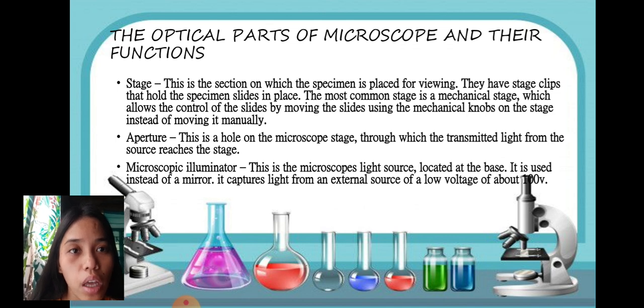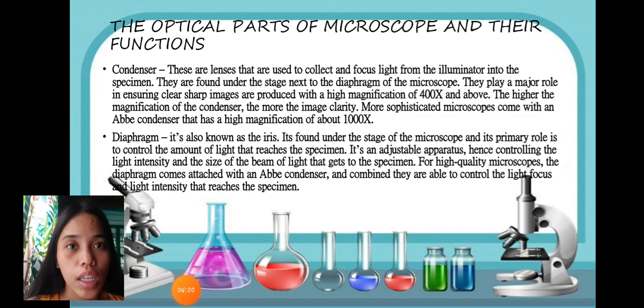Next is the microscope illuminator. This is the microscope light source located at the base. It is used instead of a mirror. It captures light from an external source of a low voltage of about 100 volts.